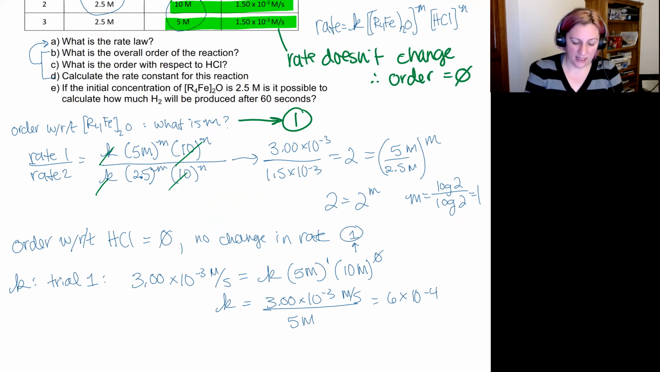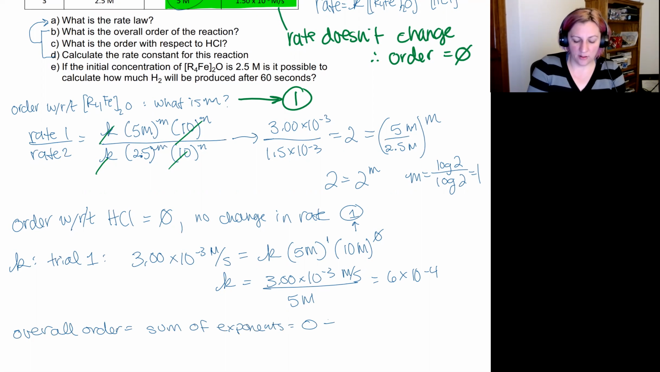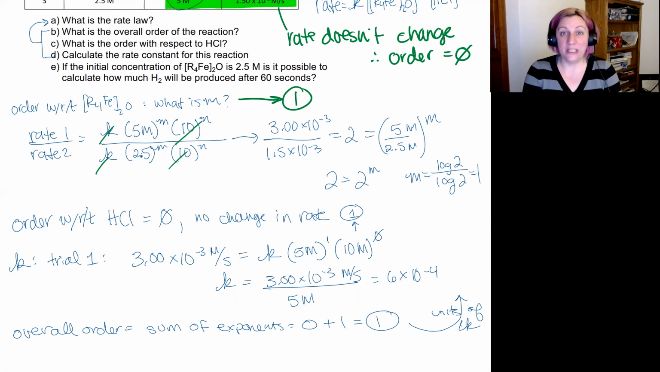So we need to check that overall order to be able to figure out its units. So my overall order is going to be equal to the sum of the exponents, which is equal to 0 plus 1, which will be equal to 1 overall. So that will then inform the units of K. So I will have units that are inverse seconds, or 1 over seconds, or s to the negative 1, either way.